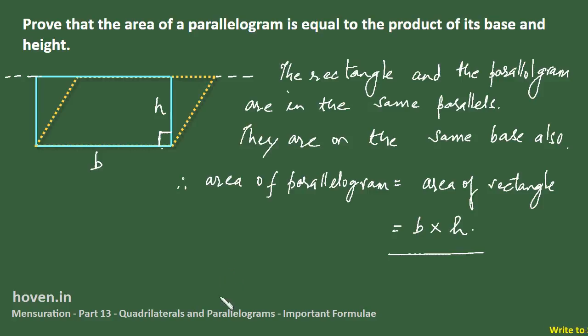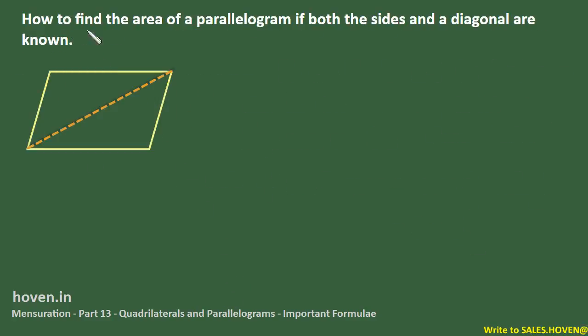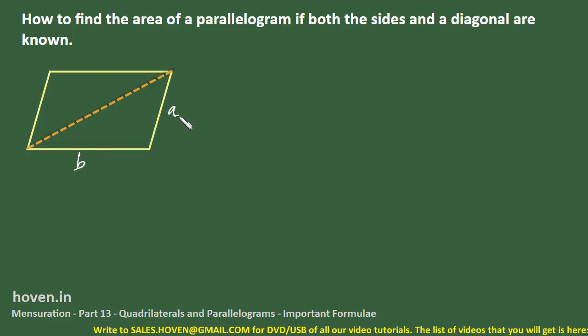Let us move further now. How to find the area of a parallelogram if both the sides and a diagonal are known? Let us suppose this is a parallelogram in which one side is B, the other side is A. B and A are known. We do not have any knowledge about the height of this parallelogram. But instead of the height, we know the length of the diagonal. If the height were known to us, we would have simply used the formula base into height.